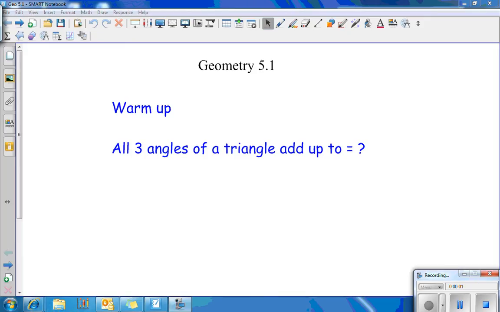We're on 5.1, the warm-up. All three angles of a triangle add up to equal what? 180 degrees. That's the best yet. Very good.